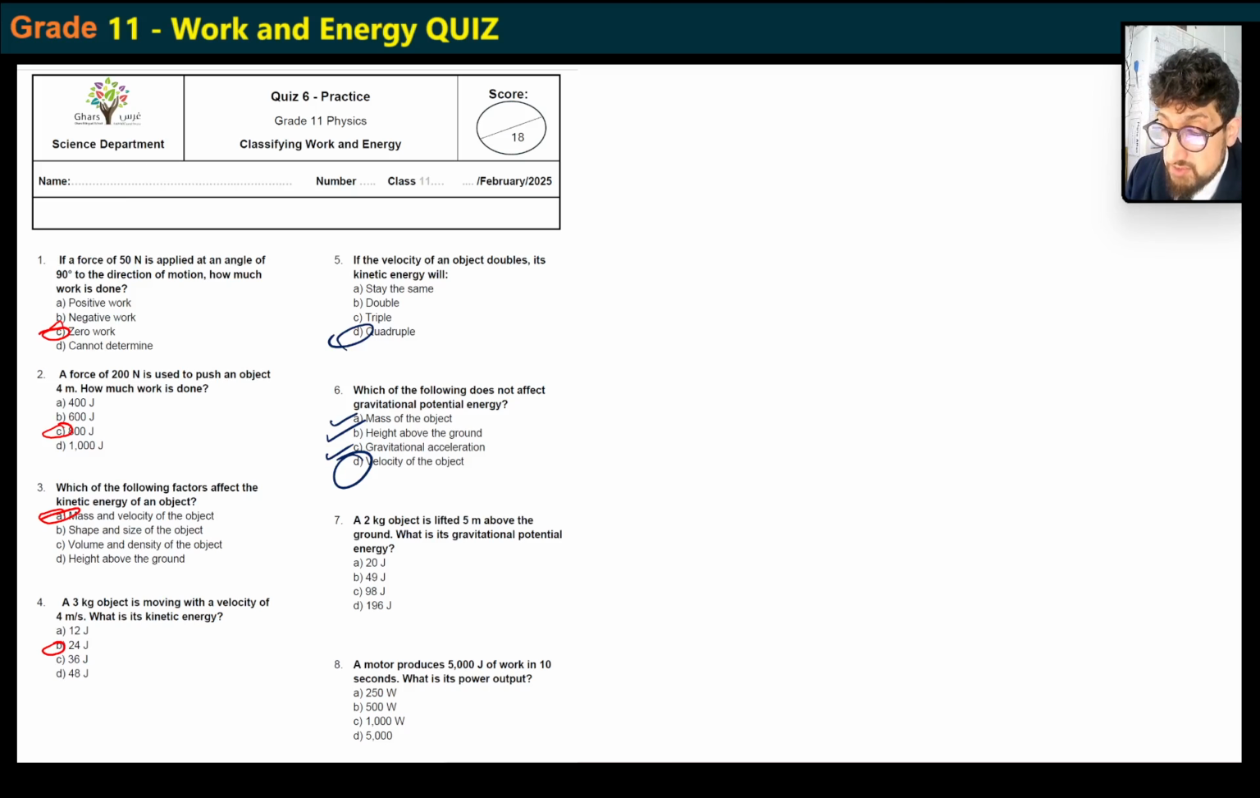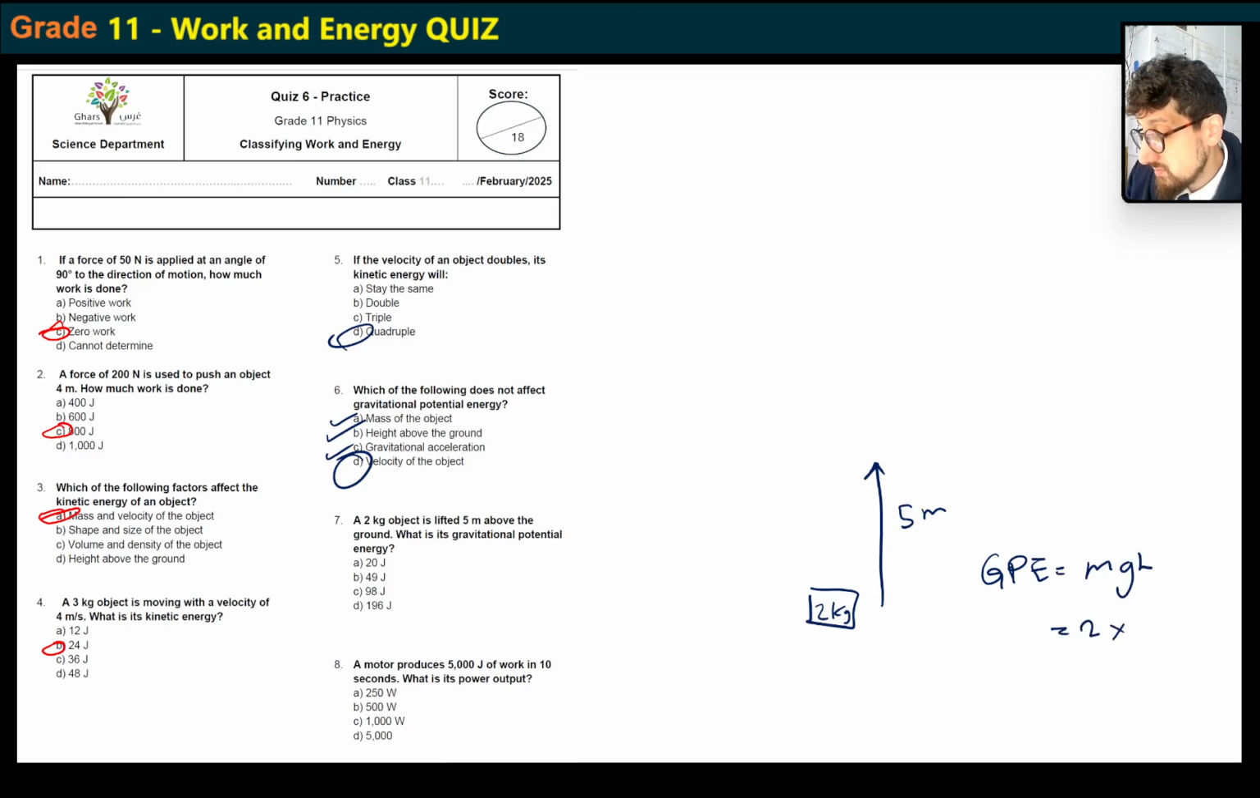A 2 kilogram object is lifted 5 meters above the ground. That's 2 kilos, lifted 5 meters above the ground. What's the gravitational potential energy? Well, GPE is equal to mgh. So that's going to be 2 multiplied by 10, or rather 9.81, I should be more accurate, multiplied by the height, which is 5. That is approximately 100, so it's 98 joules. C, 98 joules.